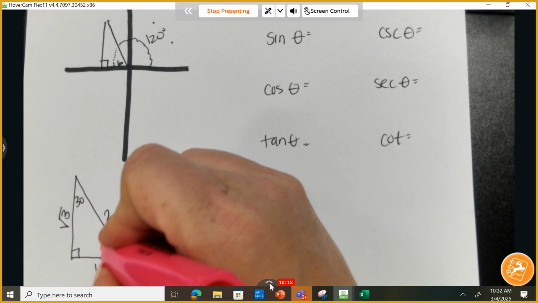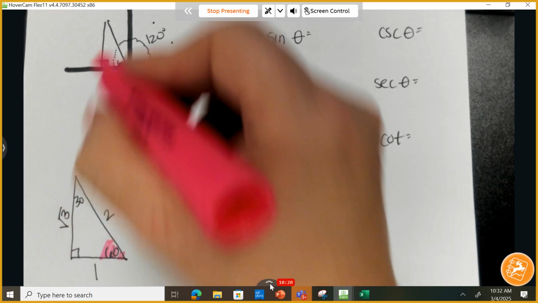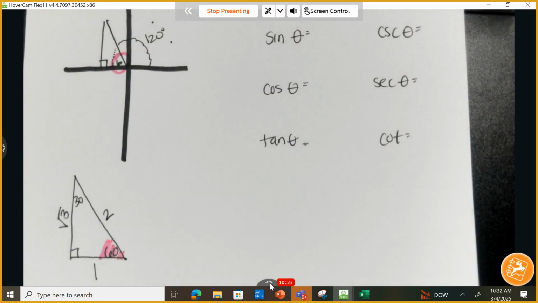You're good at this. So here is the angle. And you're like, well, how did I know which angle? It's always the angle that's closest to the origin.